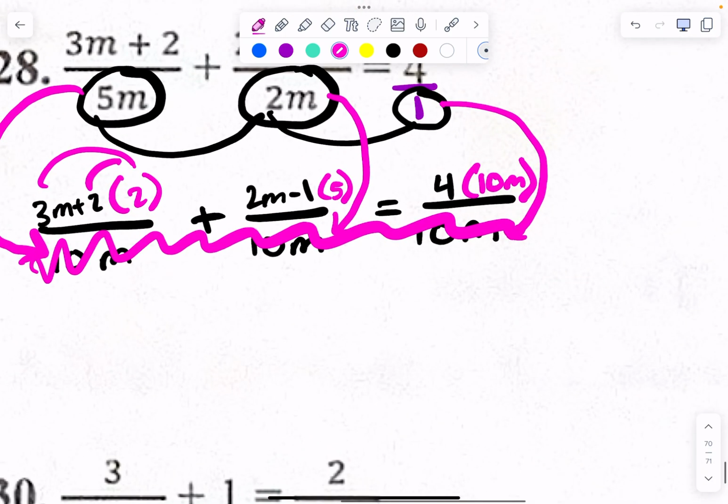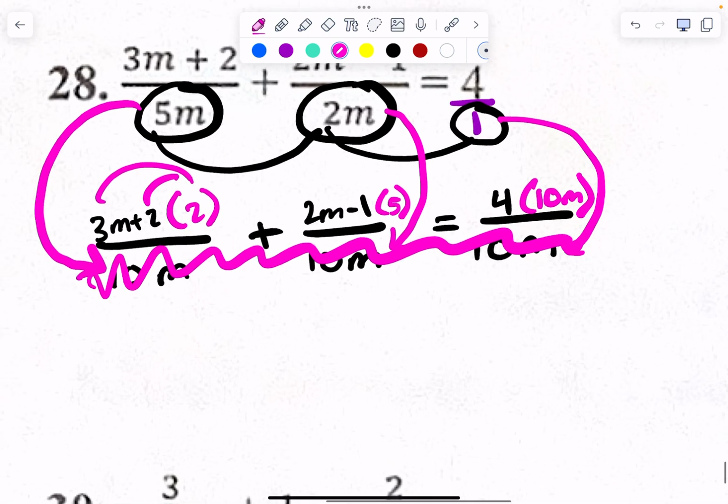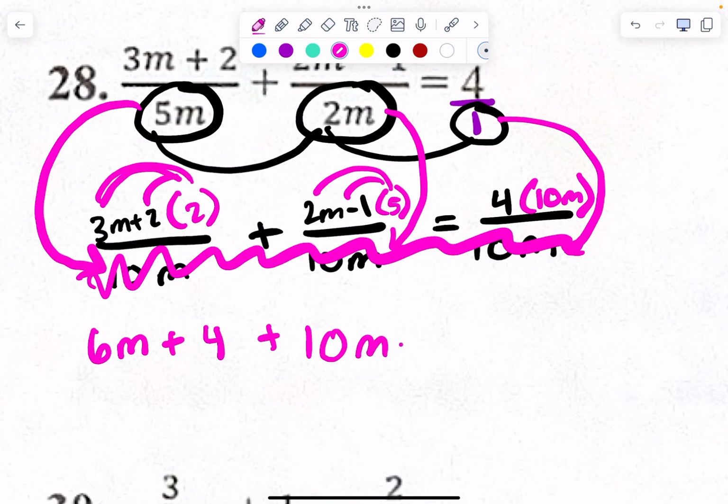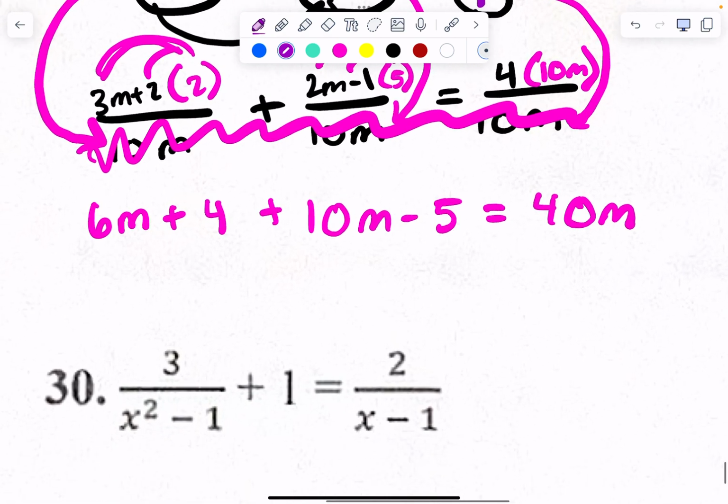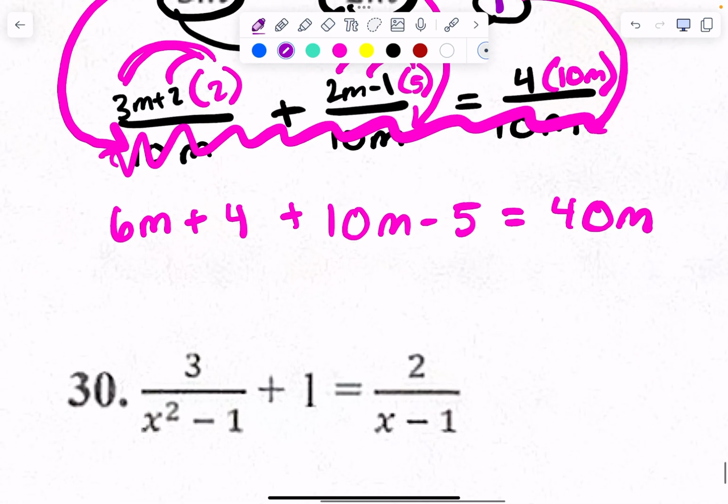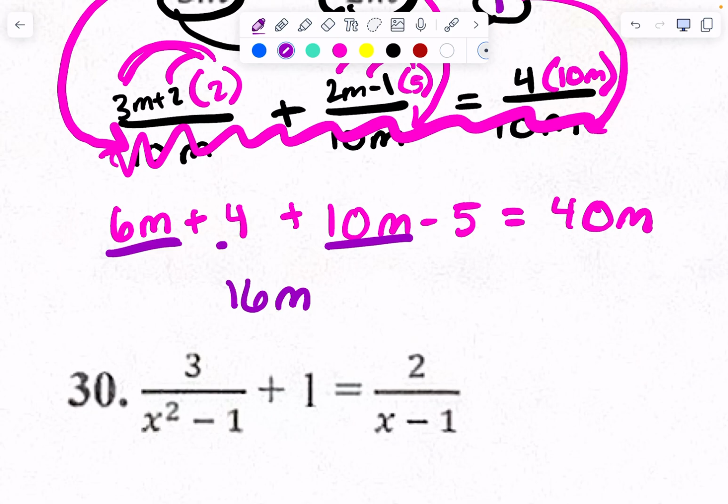All right, now I'm going to distribute my 2 through. So I've got 2 times 3m is 6m plus 4 plus, if I distribute the 5 through, 10m minus 5 equals 40m. Now, plan of attack. What would you like to do? I'm going to add them together first. You can do whatever you want. These two are like terms. They're on the same side of the equal sign, so I'm going to go 16m. What about 4 and negative 5? Minus 1 equals 40m. This is not going to come out nicely.